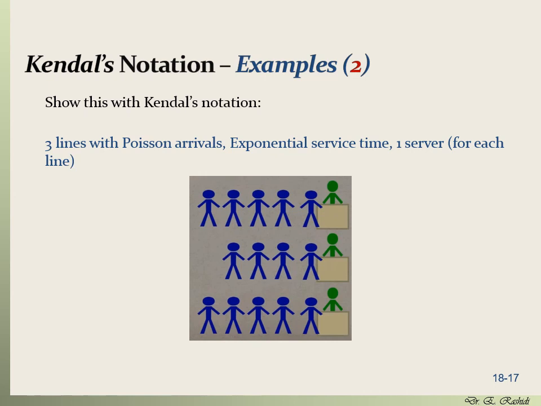So we have Poisson distribution, so that stands for M. Exponential distribution is also M, but we have 3 lines here. So this is a little bit different. We're going to show the 3 lines by 3M because we have 3 arrivals. So that's going to be 3 Markovian distributions or 3 Poisson distributions. We have only 1 server, so that's going to be 1 phase, so that's going to be M here, and we have 1 server at each line. So that's going to be 3M, M, 1.